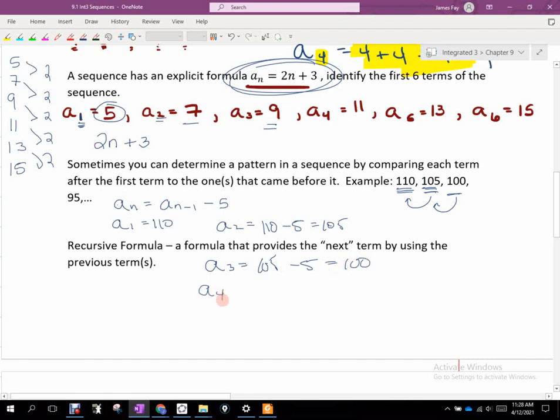And if I want a sub 4, it's going to be the previous term, which was a sub 3, minus 5. If I want a sub 5, it's the previous term, which was 95, and subtract 5. Now you keep doing that, right? But if I want the 100th term, we need to know the 99th term, right? We've already kind of talked about this.